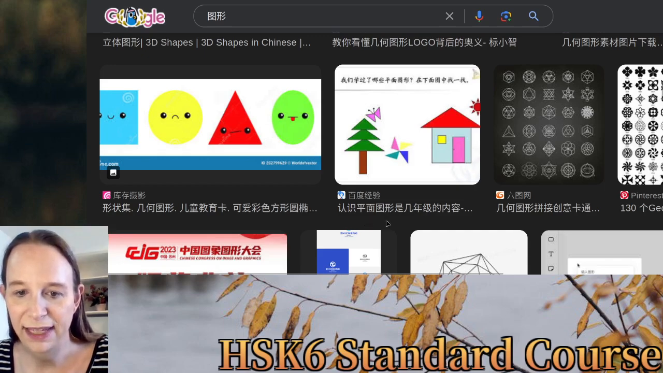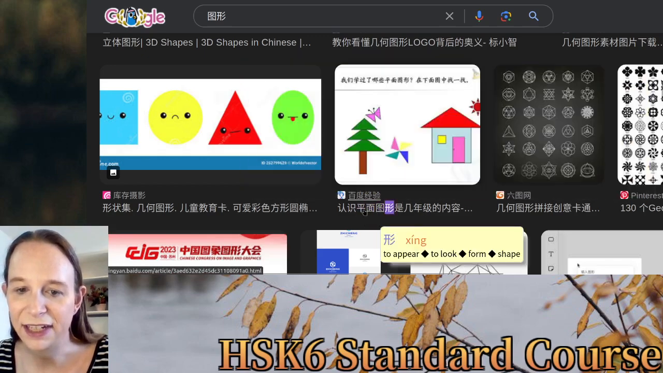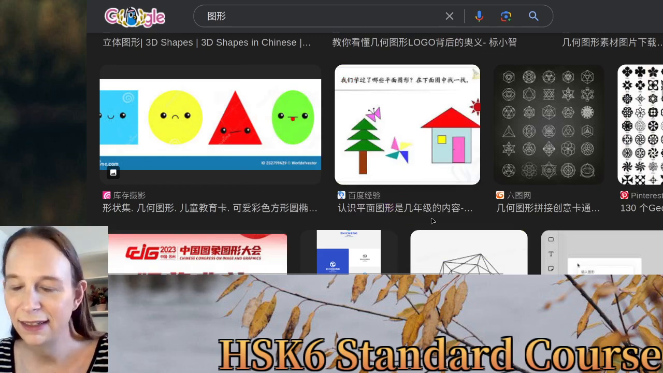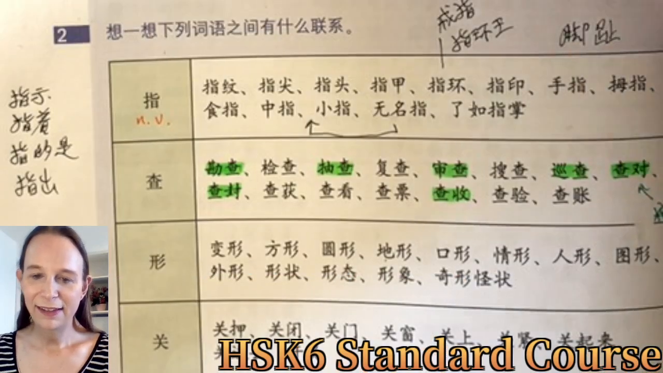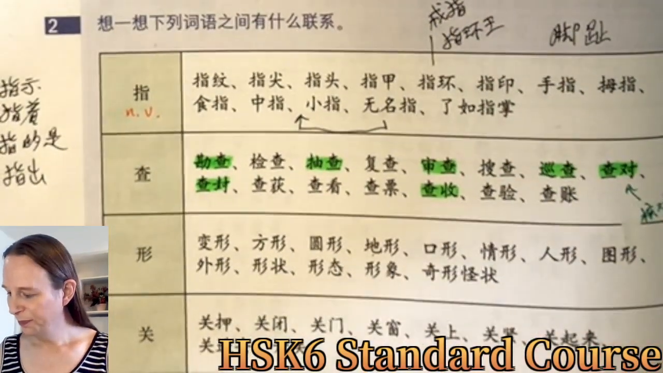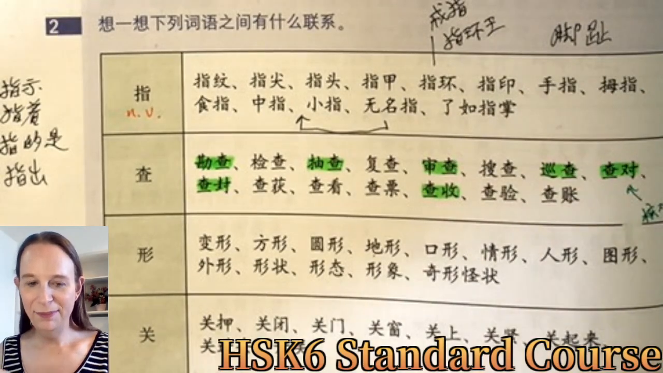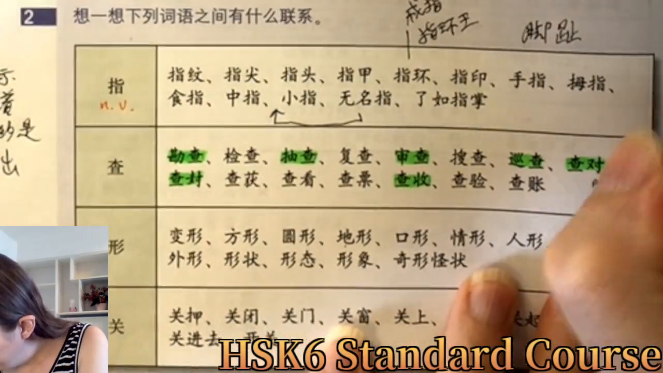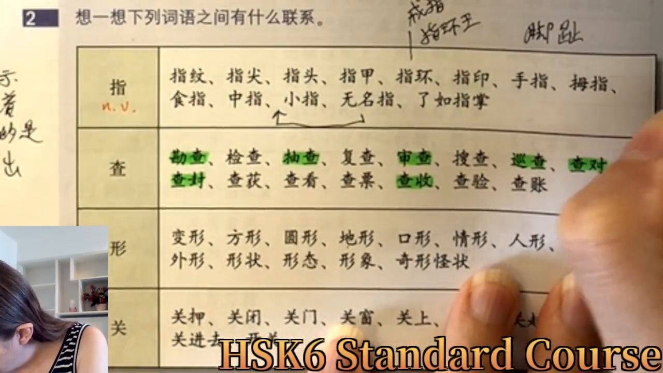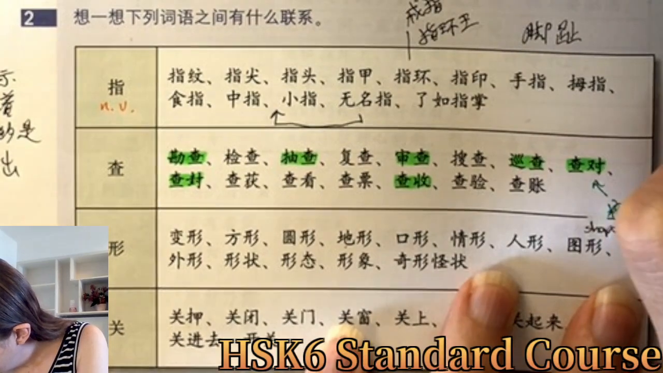认识平面图形. These are the flat shapes. 平面图形. Alright, 图形. So shapes, shapes and also like figures and things like that. So let's put it right there. Shapes. Figures.